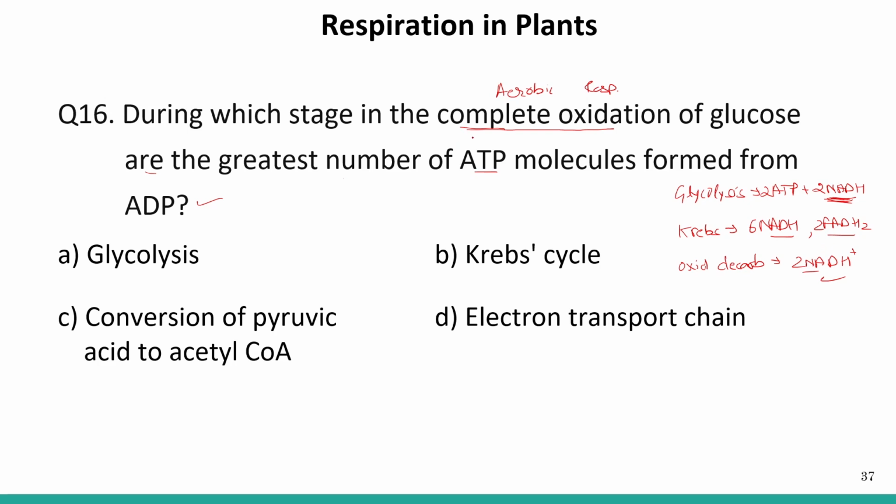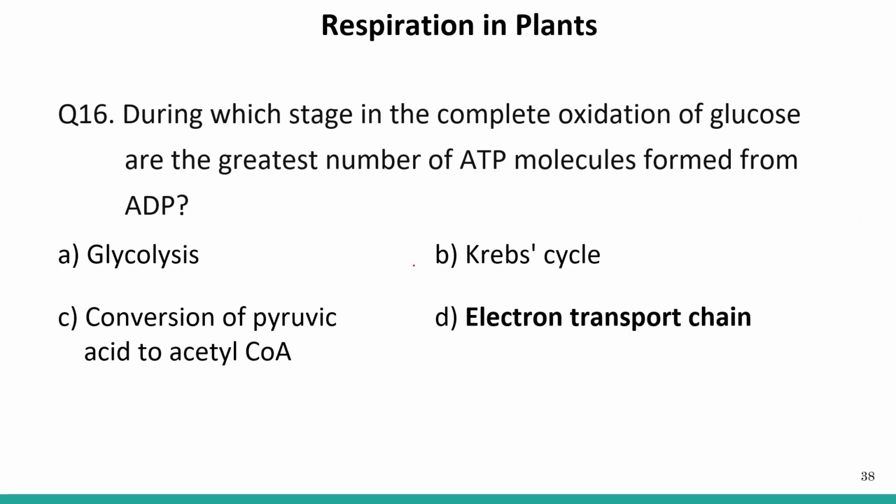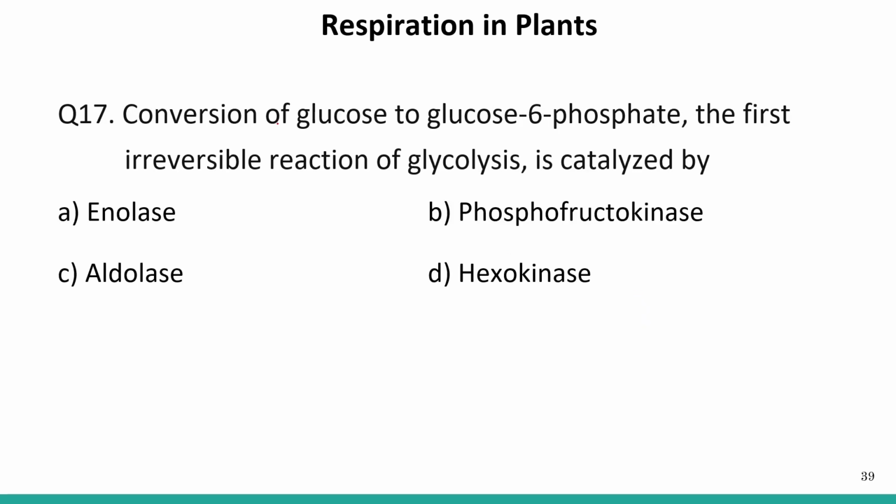So what should be the answer? The greatest number of ATP produced will be in the electron transport chain, because all the NADH and FADH2 will be going to the electron transport system and generate ATP.